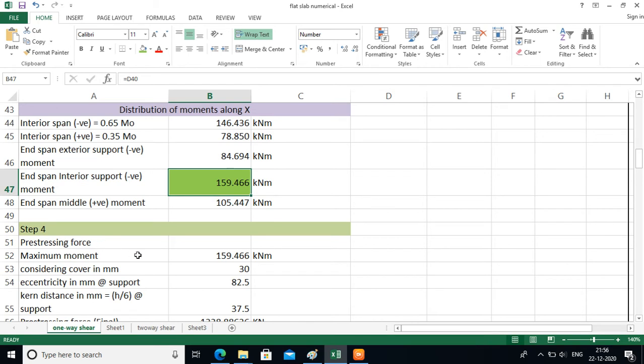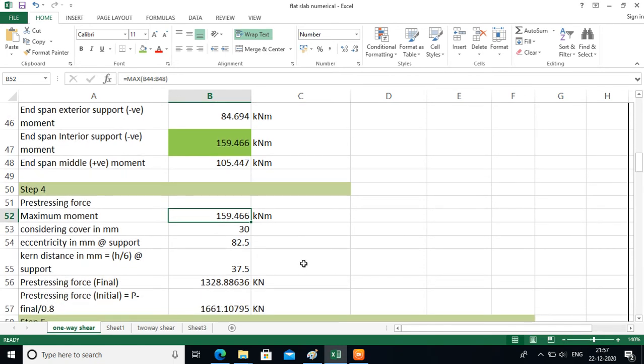So how do we get the prestressing force for the moment? We know the basic formula: moment is equal to force into perpendicular distance, that is, force into lever arm, gives the moment. That will give us the prestressing force value. So for that we require two things. One is the moment we have, and to get the prestressing force we need to find the perpendicular distance, that is the lever arm.